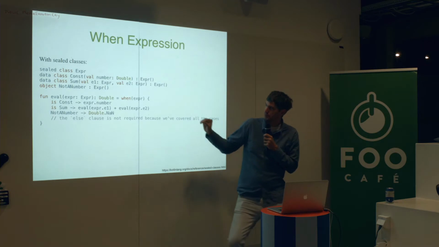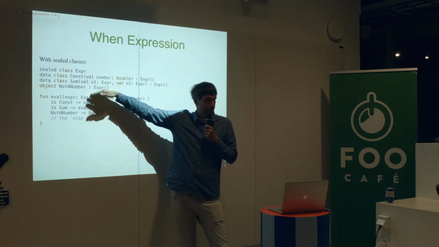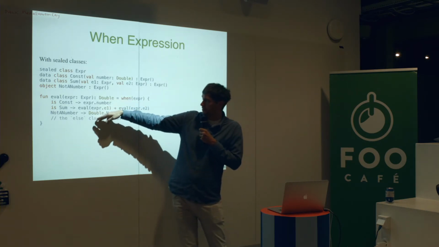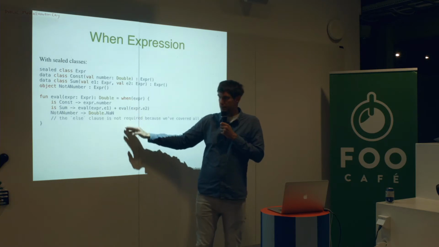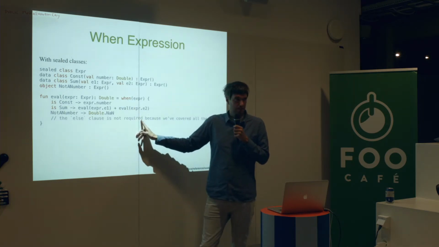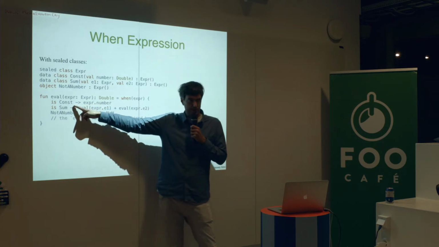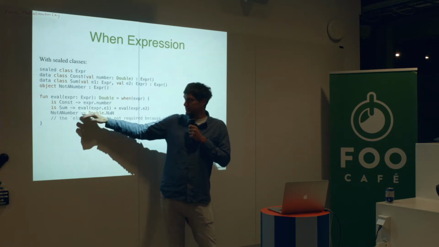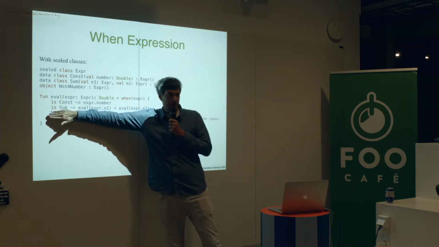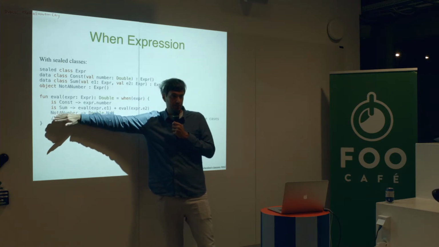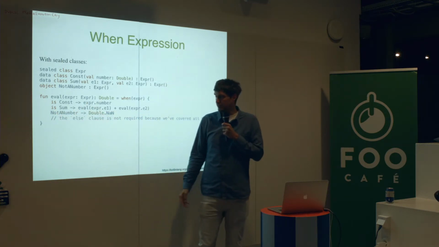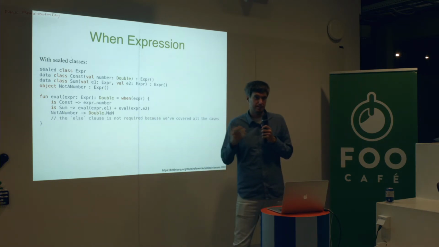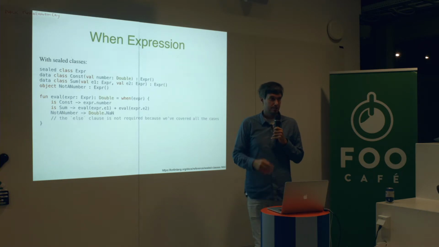So you cannot have any other type than what you have declared here in this scope. And the compiler knows that. So if you have sealed classes and you use these in when expressions, you don't need to specify an else clause here. The compiler knows that we have covered all the cases. We've covered const, we've covered sum, we've covered not a number. And if we forget, for example, not a number, we will get a compile time error, which is good, because in Java, you can forget to add something in a switch statement, and you don't see it. You don't have any tests that will catch it. So that's kind of nice.